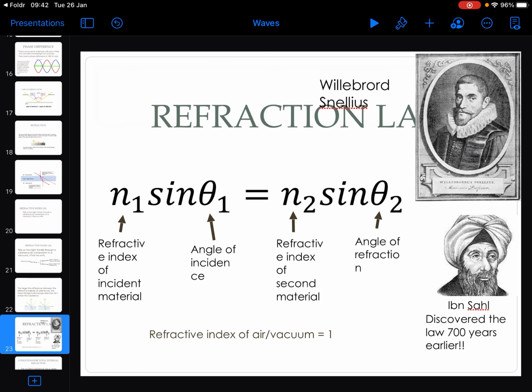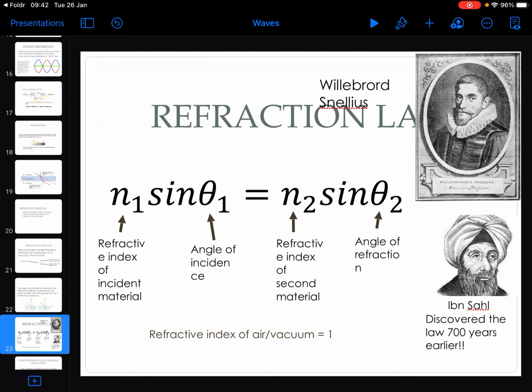So there is a refraction law here, which has been called in the past Snell's law, hence why we've got Willebrord-Snellius at the top. But actually, they've rechristened it as the refraction law because Ibn Sahl discovered it over 700 years earlier than Willebrord-Snellius. But, you know, whitewashing of physics, there we go.